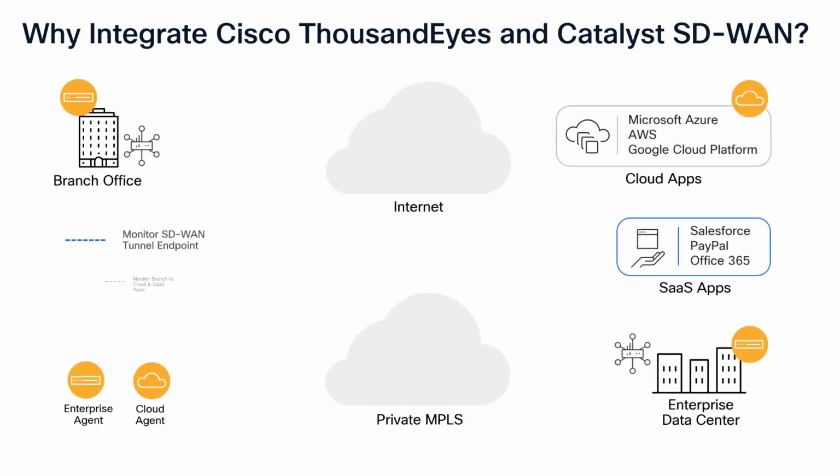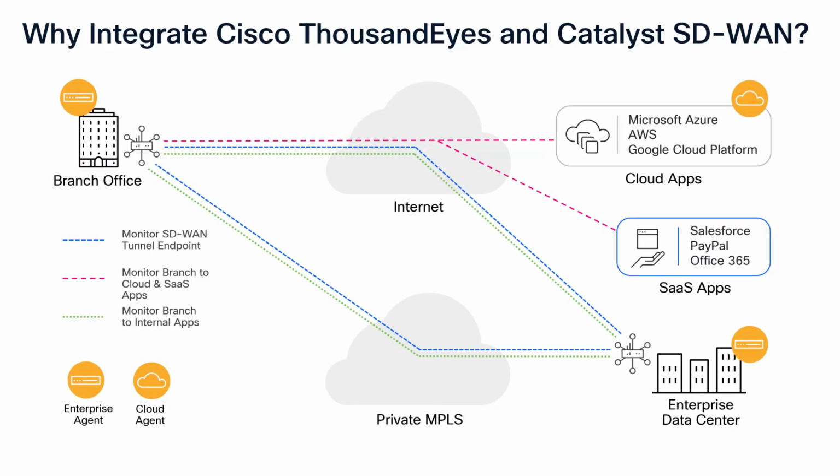Installing Cisco ThousandEyes agents at branch locations significantly enhances visibility across your WAN environment. This integration allows you to monitor SD-WAN endpoints for performance and availability, and evaluate the performance of cloud and SaaS applications from the branch perspective. It also enables you to analyze connectivity between branch sites and internal applications hosted in the data center.